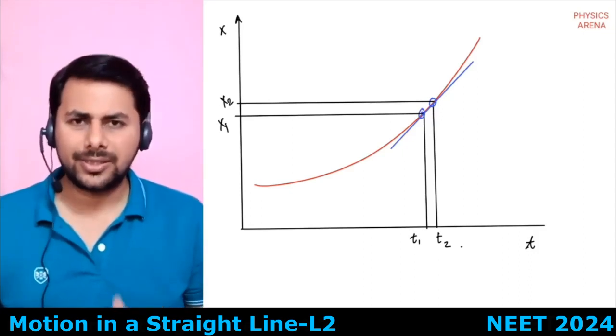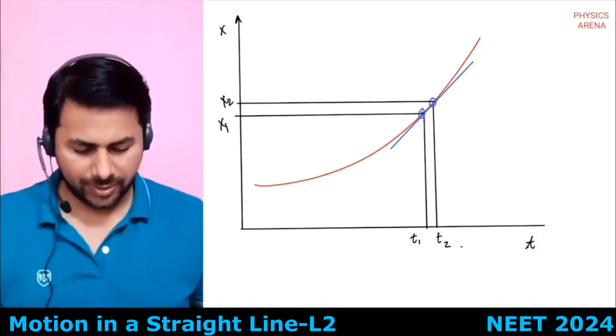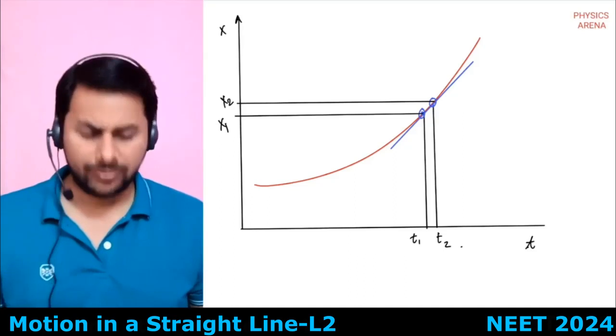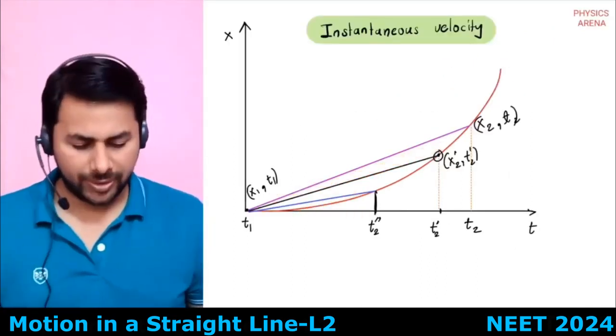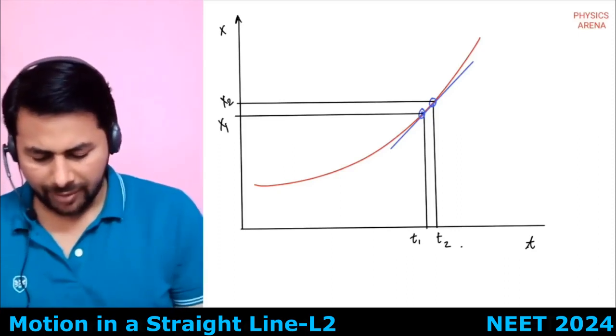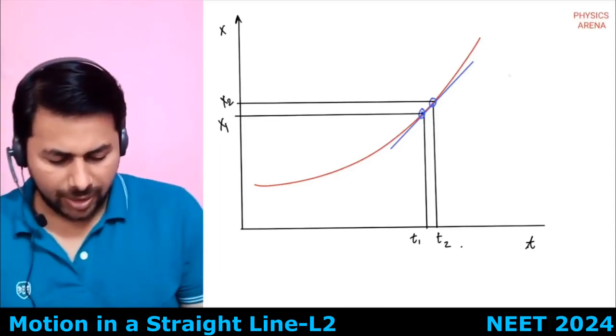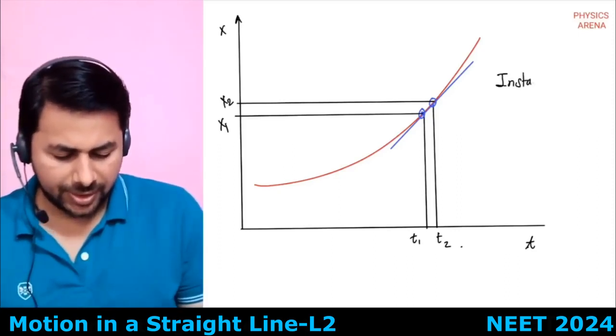Okay, so now when T1 and T2 are very close, then we find the velocity. We call it instantaneous velocity. Till now, whatever velocities we discussed were average velocities. So how can I define the instantaneous velocity?